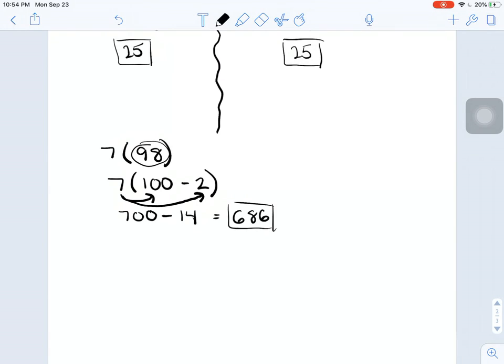So distributive property can help you to work things out in your head. It also is going to help you with some other things that you're going to learn about algebra as you go down the road through middle school math.